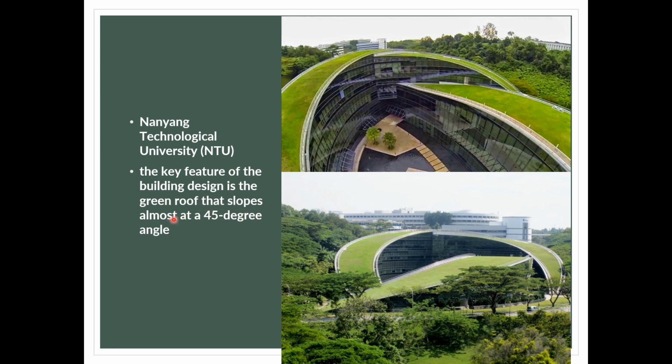building design is the green roof that slopes at almost a 45-degree angle. So this is a very innovative kind of roof, which is a green roof. So if you have the opportunity to visit Nanyang Technological University in Singapore, don't miss out on seeing in person how this roof looks.